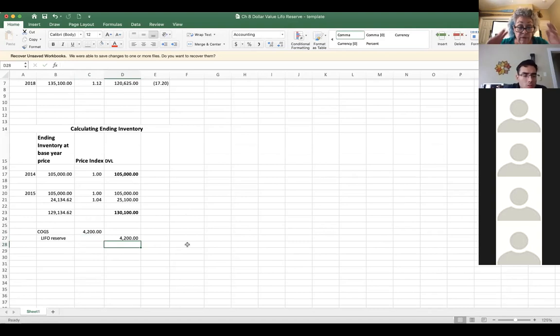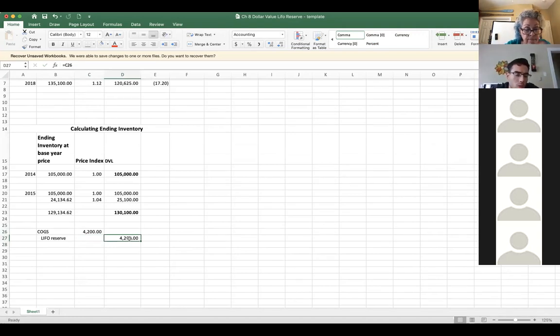So as David very quickly noticed and pointed out, remember, cost of goods sold is higher under LIFO than it is under FIFO. And I just made cost of goods sold higher through my LIFO reserve adjustment.